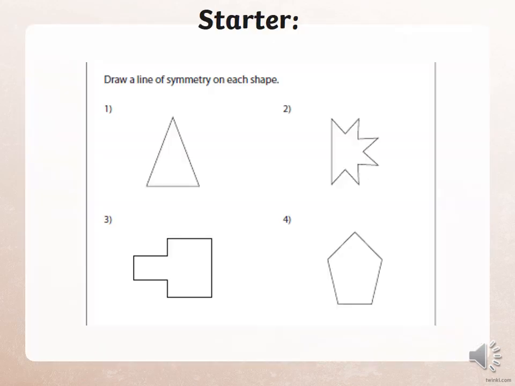Okay, so here is your starter. Yesterday we did line of symmetry. So for your starter, I want you to pause the video and attempt to draw lines of symmetry on the following shapes. You can use a ruler on the screen, or you could draw these shapes out on your piece of paper if it helps.